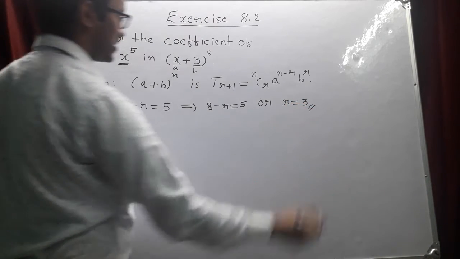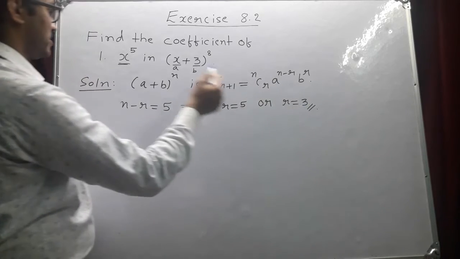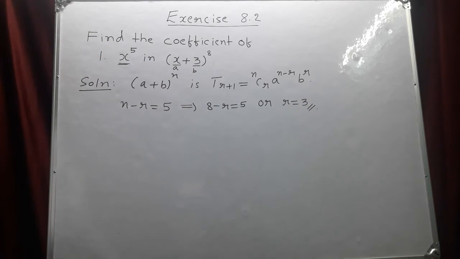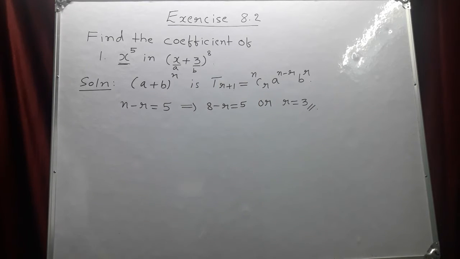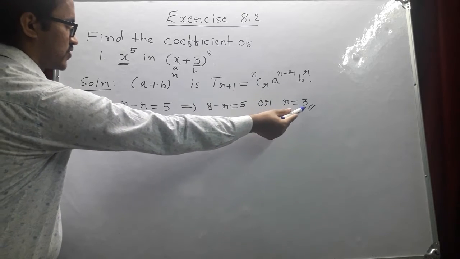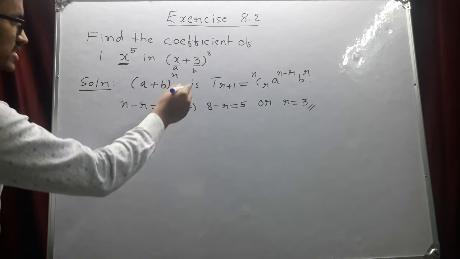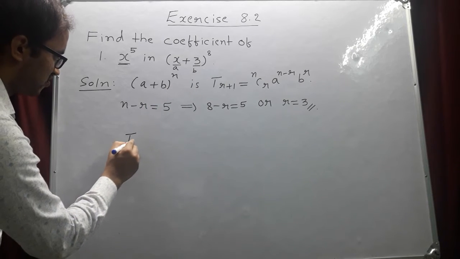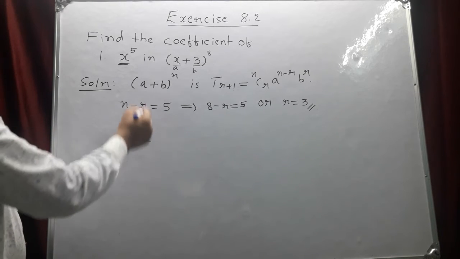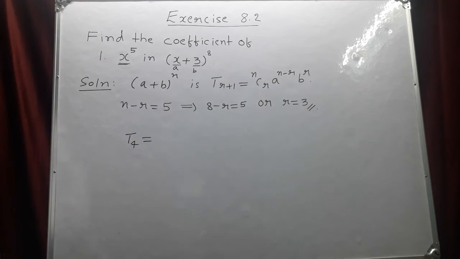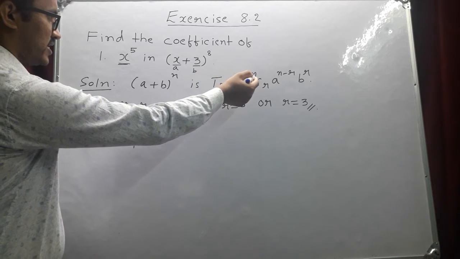R value becomes 3. So if you take r equals 3, what happens? We will get x power 5. So let us find the term. If you take r equals 3, the corresponding term becomes t of 3 plus 1. So t4 is the fourth term. Power of x is 5. So t4 equals, what will we get here?